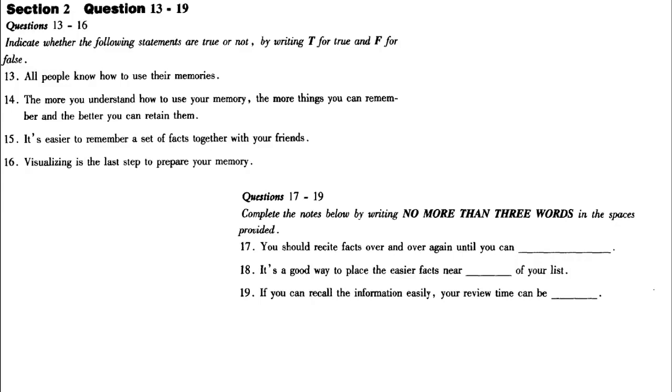In short time, every second or third day should be enough. If you can still recall the information easily, you can cut your review time to only once a week. As long as you can still recall the facts, you can make the time between reviews longer and longer. These 3 steps are very helpful ways to remember things.